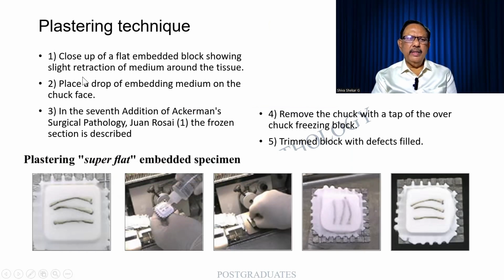Plastering technique. Sometimes you find that there can be material that has to be removed. So there can be retraction, etc. And then this is made up by means of the embedding medium. So there is a super flat embedded specimen over there. And it can be again fixed by means of other substances so that when I do take a section, it has to be perfectly flat. I have to get representations of the entire tissue.